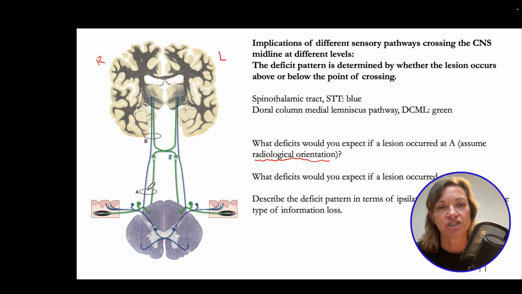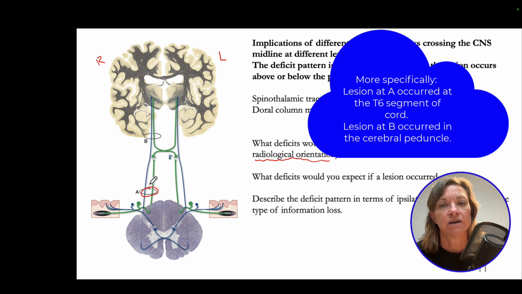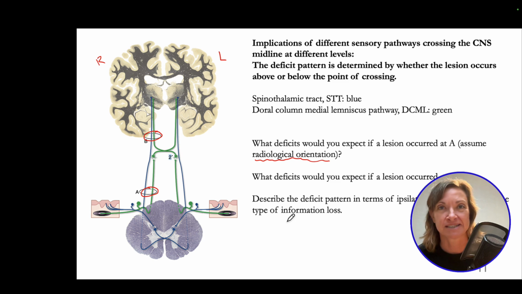So if we put a lesion here, what would the deficit pattern look like? And if we put a lesion here, what would that deficit pattern look like? And so you want to be able to describe the deficit pattern in terms of ipsilateral or contralateral and the type of information loss. So that's a little challenge.